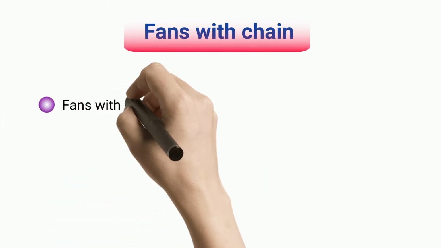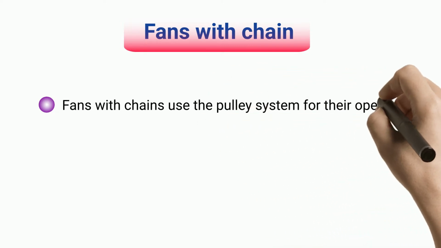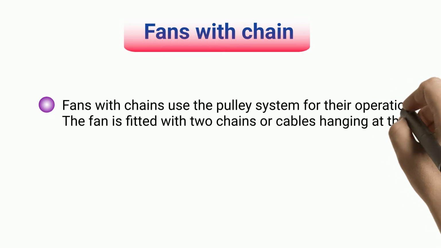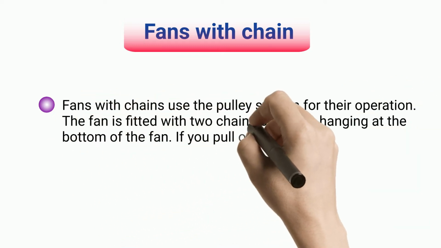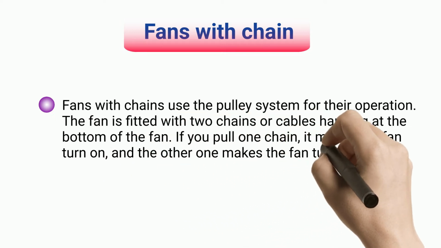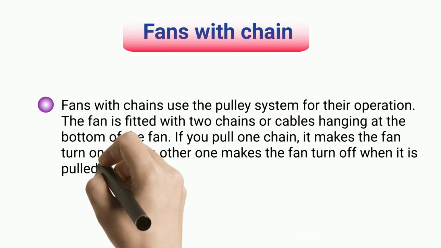Fans with chain. Fans with chains use the pulley system for their operation. The fan is fitted with two chains or cables hanging at the bottom of the fan. If you pull one chain, it makes the fan turn on, and the other one makes the fan turn off when it is pulled.